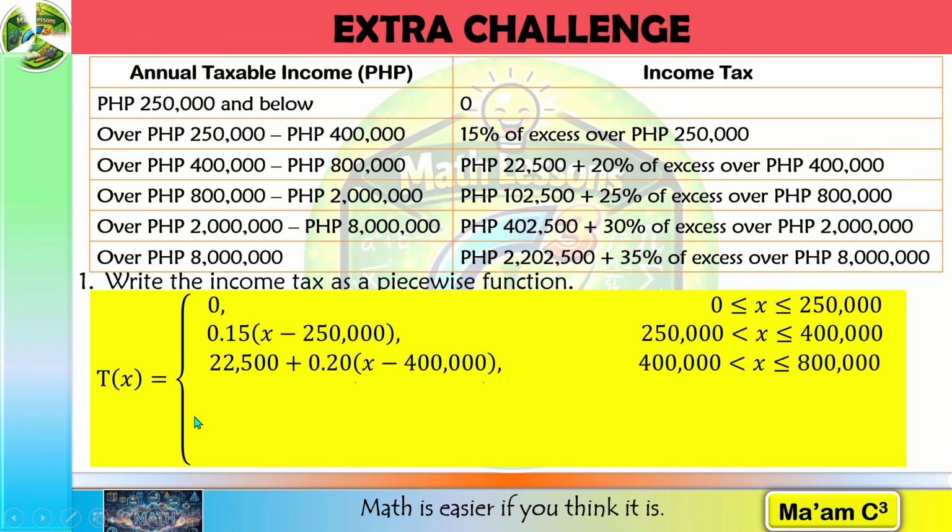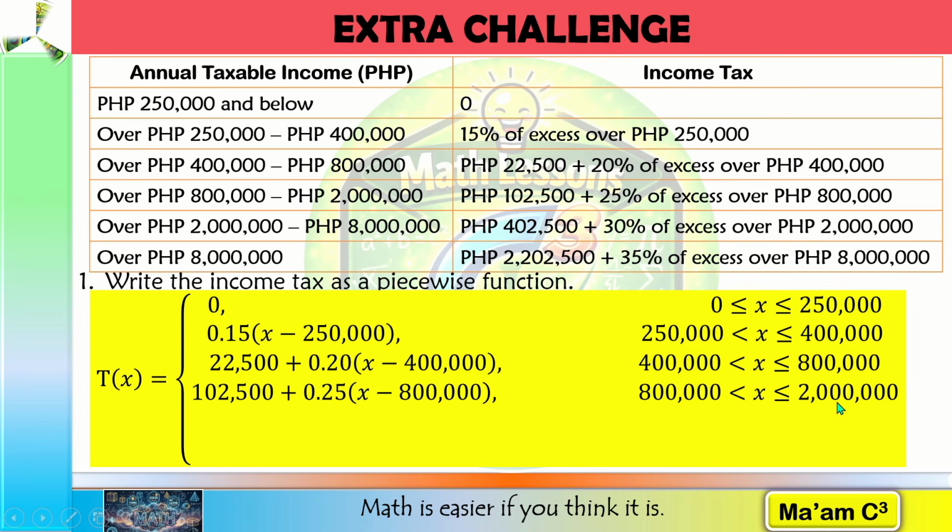Next condition, T of x is equal to 102,500 plus 25% of excess over 800,000. So this will be 102,500 plus 0.25 of the quantity x minus 800,000. If the income is over 800,000 to 2 million pesos. So less than or equal to 2 million but greater than 800,000, over 800,000.